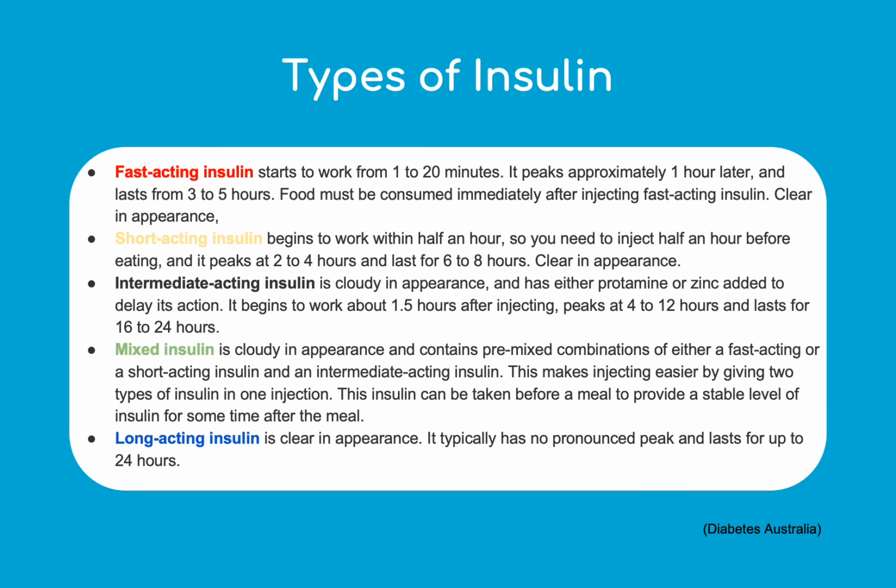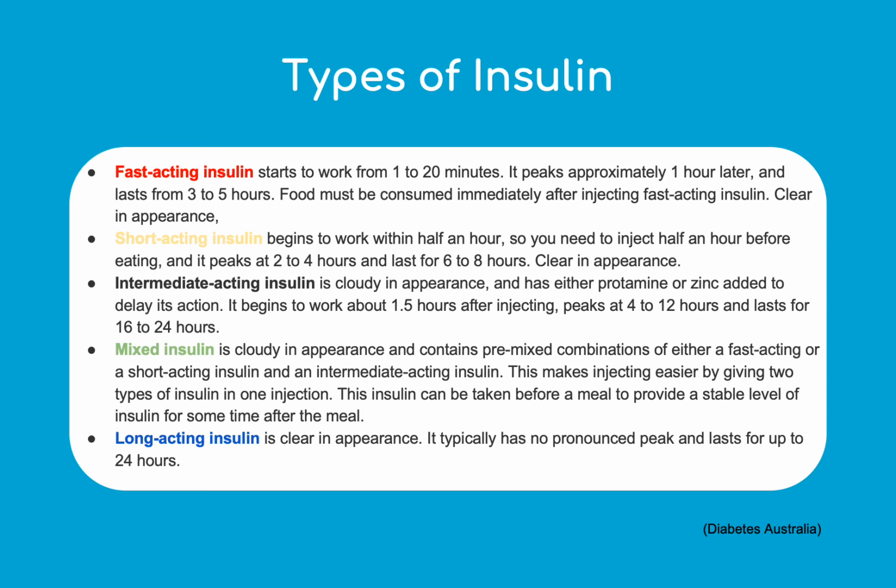There's fast-acting insulin, such as Novorapid and Humalog, which show effect almost immediately after injection. It hits its maximum efficacy about an hour after it's been injected, but continues to last up to 3 to 5 hours. There's short-acting insulin, Actrapid and Humulin R, which begin to work within half an hour, peak about 2 to 4 hours, and last for 6 to 8 hours.